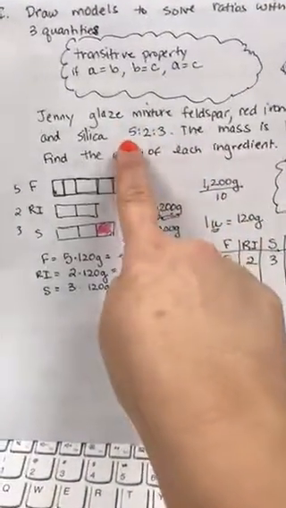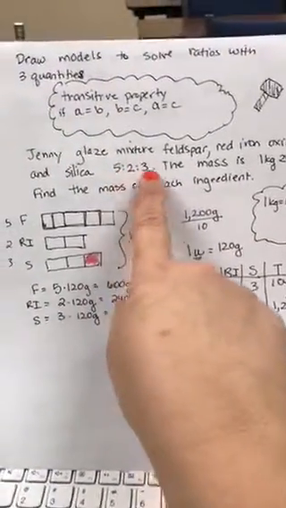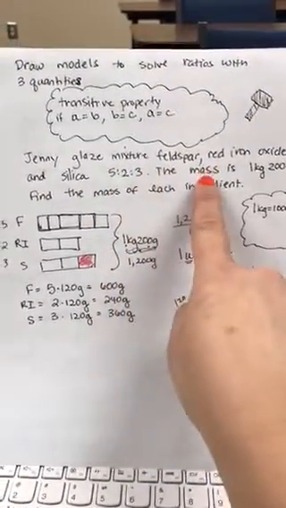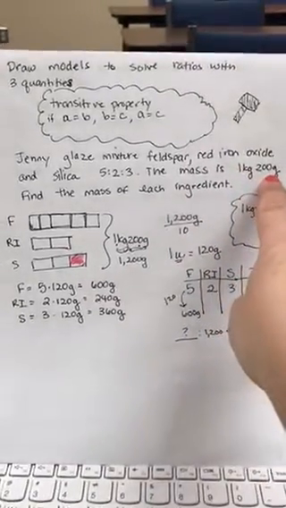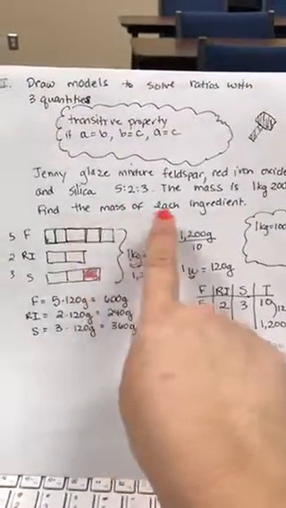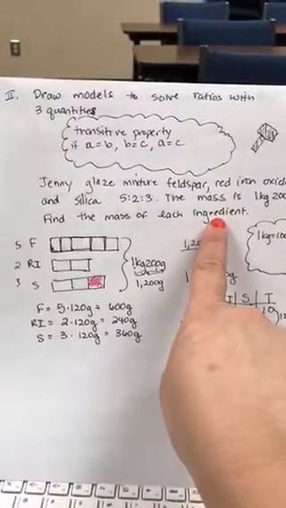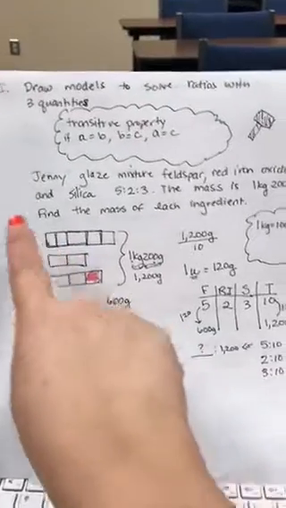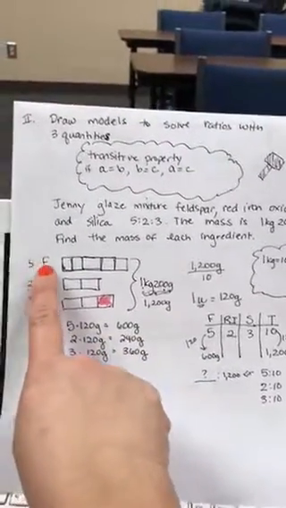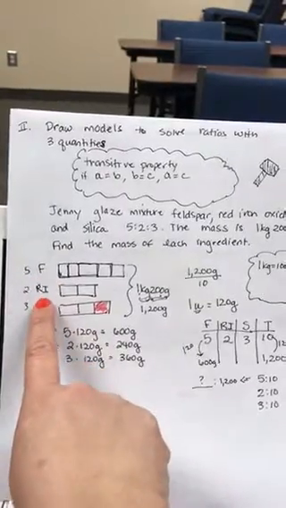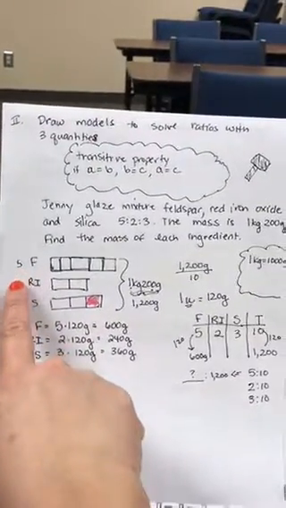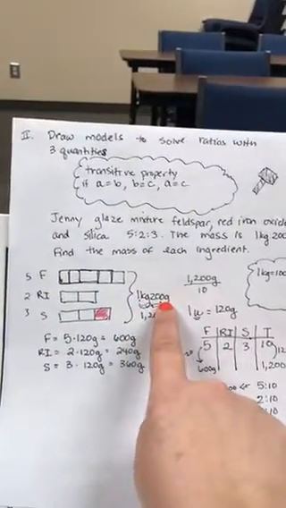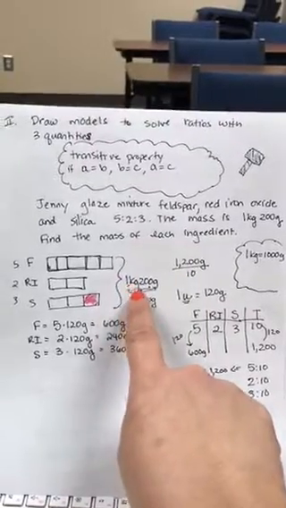So they tell us here that the ratio is 5 to 2 to 3. So this is feldspar, red iron oxide, and silica. And that the mass is 1 kilogram, 200 grams. And what we were supposed to find is the mass of each ingredient. Now, I forgot in this situation to do what I know, what I need to know from yesterday. But this essentially is what I know, that the ratio of feldspar to red iron oxide to silica is 5 to 2 to 3. And what I also know is that the total mass is 1 kilogram, 200 grams.